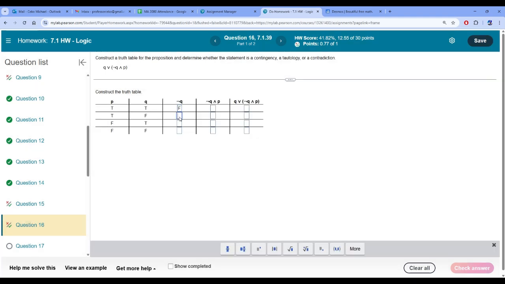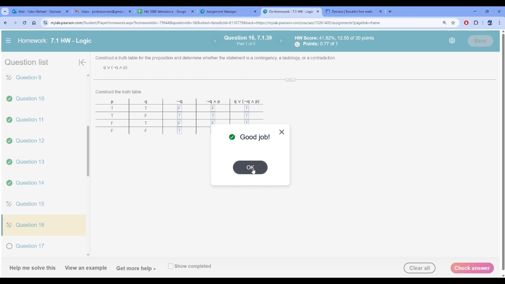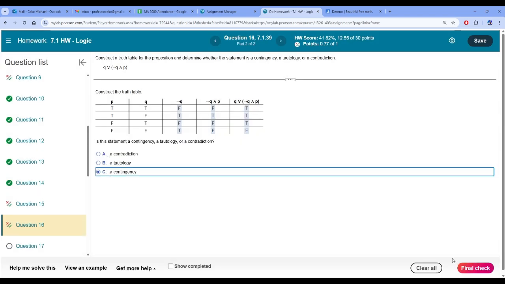So false, true, false, true. Not Q and P. They have to match. So that's false, false, false, false. Oh, wait, I did the wrong letter. Not Q and P. False, true, false, false. And then Q or has to be true. So here, Q is true. Here, this one is true. Here, this one is true. And then here, they're both false. All right, I get it. Again, this is a contingency.